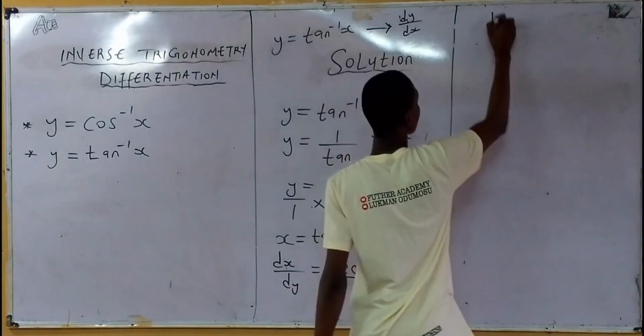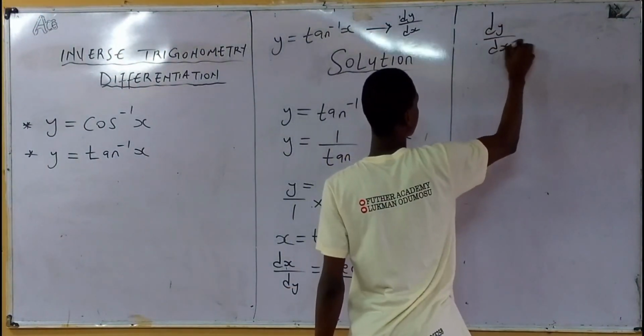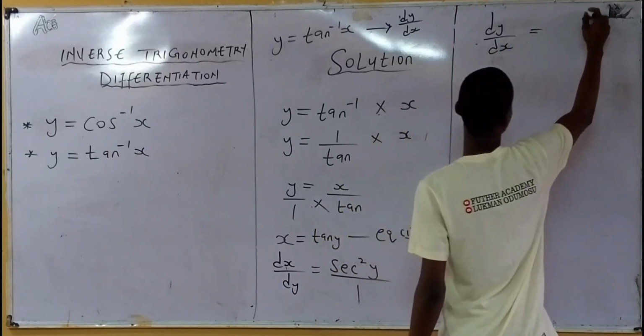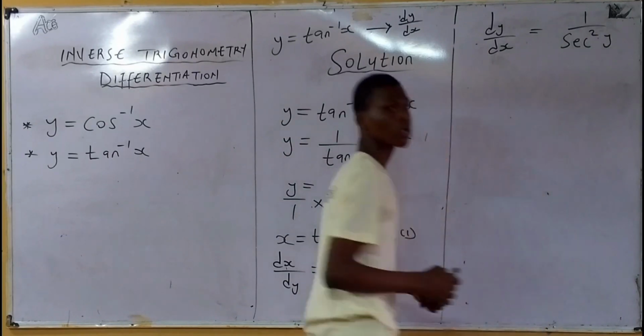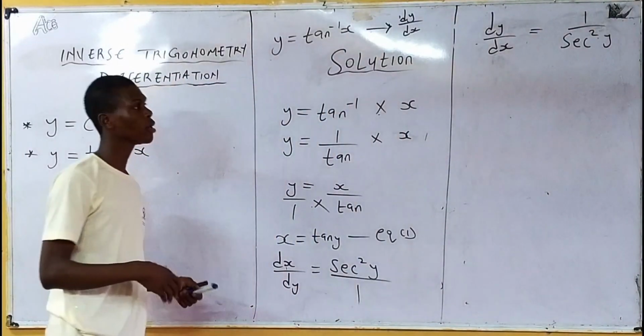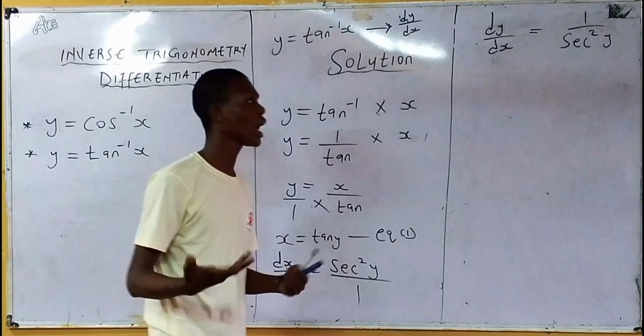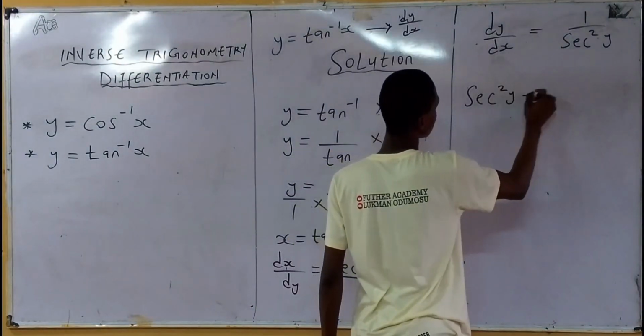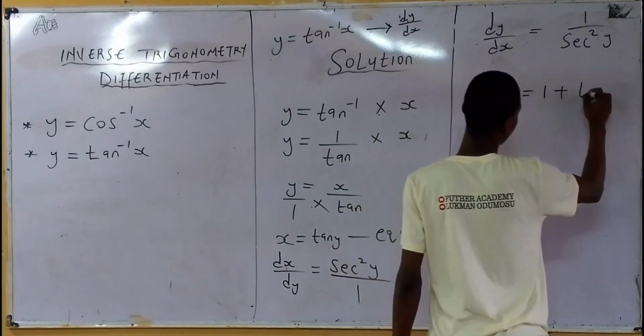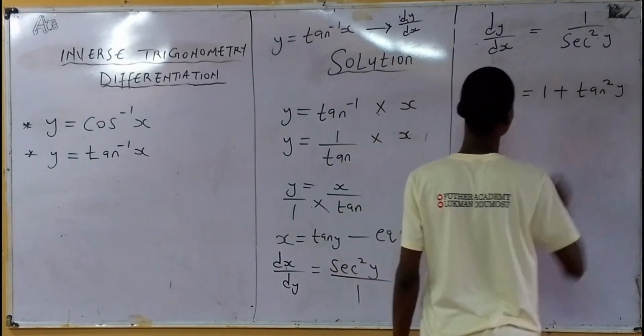dy over dx equals 1 over sec square y. Solving for sec square y, from trig identity, sec square y equals 1 plus tan square y, right?